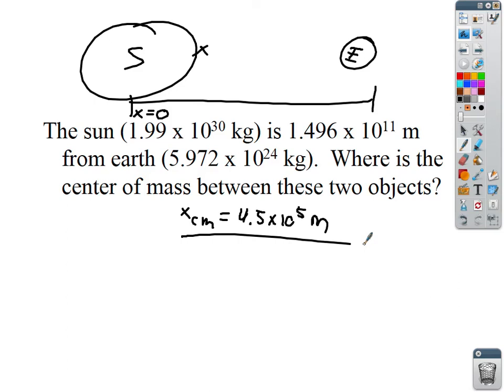That's it, based on the numbers given in the problem. If you solve for it measuring from the other side, taking the earth as x equals 0, you should have a much larger answer, showing you that the center of mass is much closer to the sun. Okay, so that is it. Thank you very much.